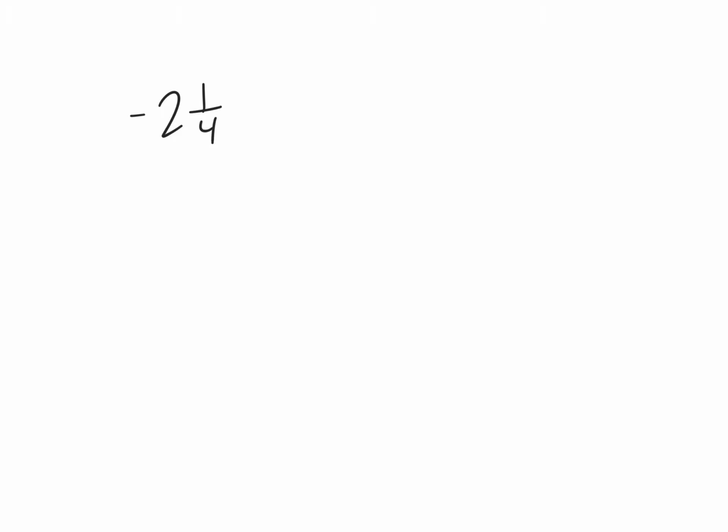So to turn this into an improper fraction, you would do positive or negative 2 times 4. Positive. Ignore the negative sign. The negative sign tells you that it's a negative number, right? So it's 2 times 4 plus 1. What's 2 times 4? 8 plus 1 is 9.